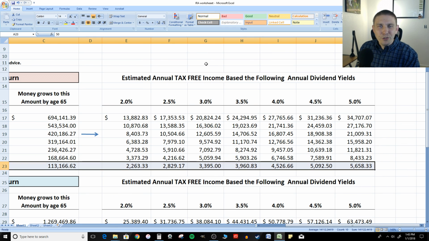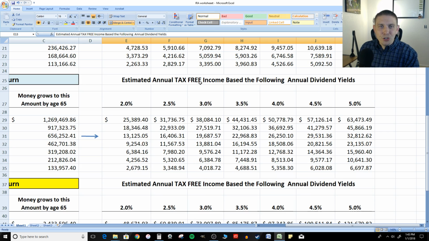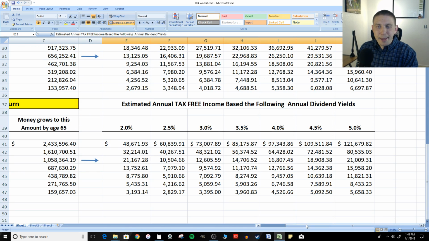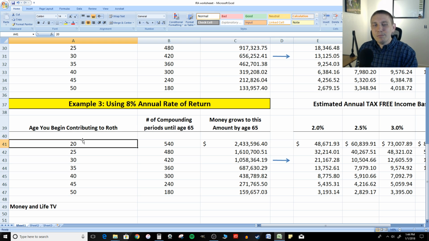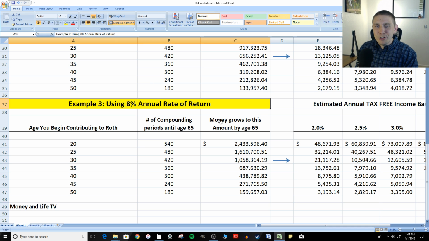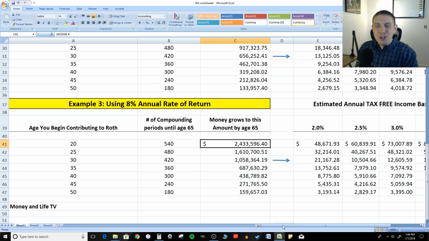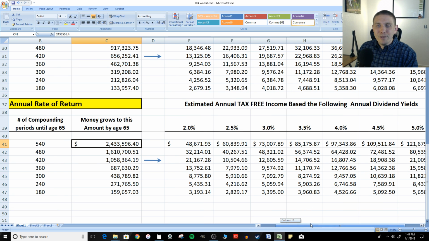Now, just for sake of time, let me skip down to the 8% one because that's where it gets really fun. Assume you were a 20-something year old, and somebody told you about this to start doing it, and you did it, and the money grew. This is the kind of income you would have had if you had an 8% return the whole time. So then your money grows into 2.4 million, in this example.